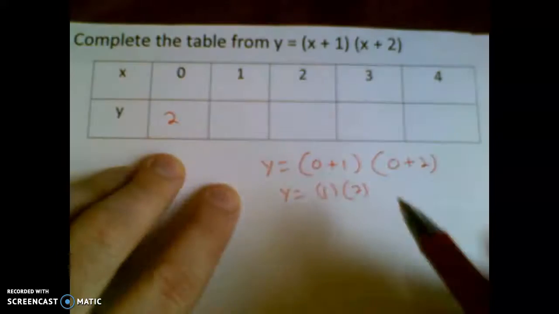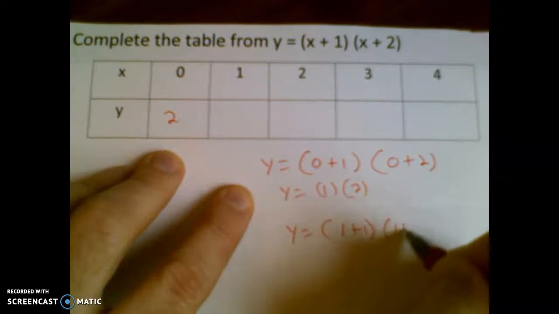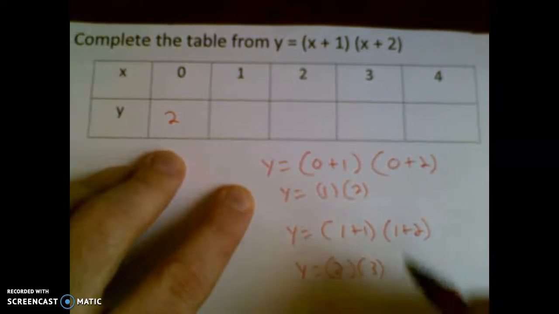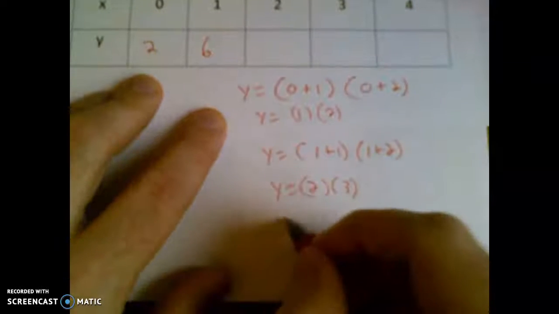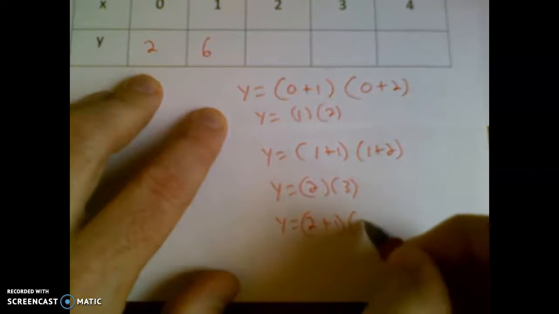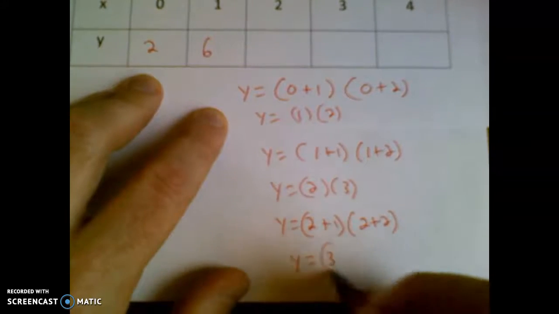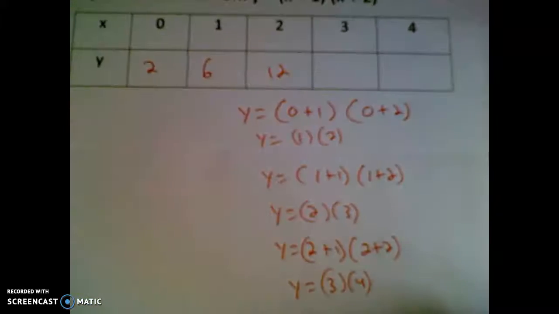And then you make x 1. So I'd have y equals 1 plus 1 times 1 plus 2. Well, 1 plus 1 is 2 times 3 gives us 6. Then I make x 2. So I have y equals 2 plus 1 times 2 plus 2, and that gives me y equals 3 times 4, which is 12. And something interesting is happening.